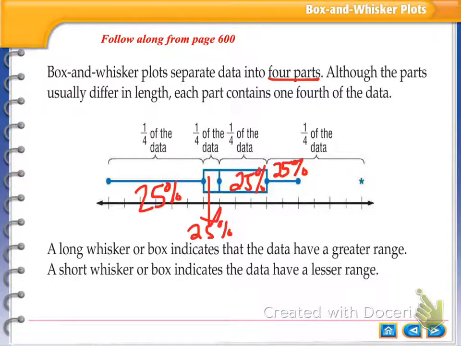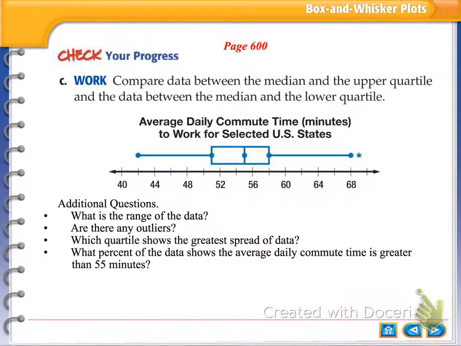All right, a long whisker or box indicates that the data has a greater range. All right, so right here, the data may be spread out more. So the numbers, they may have several numbers in between them. A short whisker or box indicates that the data has a lesser range. So those numbers may repeat. They're very, very close together. Okay, so that would make the box or whisker a lot shorter.